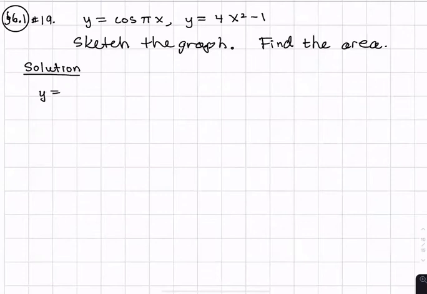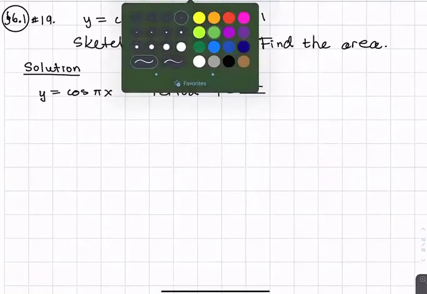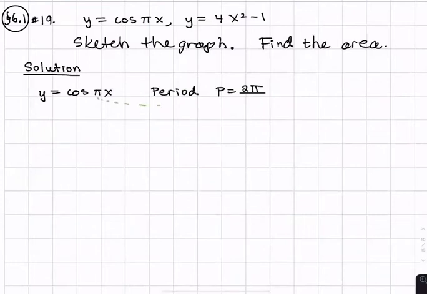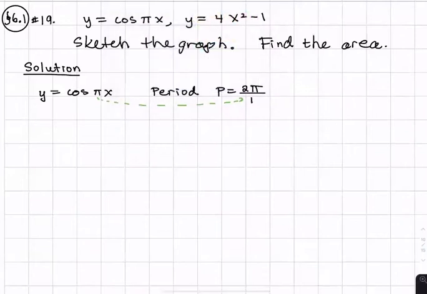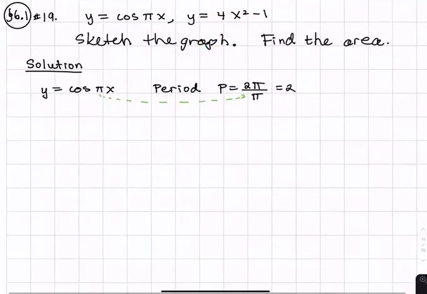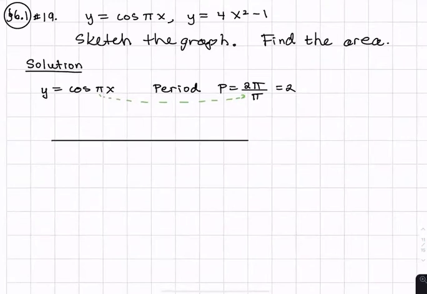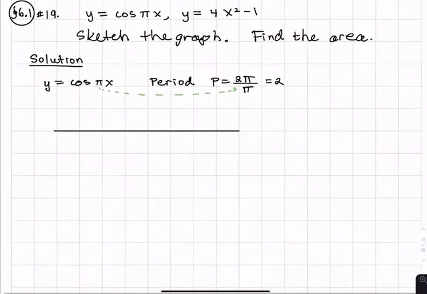So we start with y equals cosine pi x. And in order to sketch the graph well, which we need to do, I'm going to find the period. To find the period, I take 2 pi and divide by the coefficient of x, which is pi. So I get the period is 2. We don't usually see that in our calculus books that much, where you have the period a whole number. But why not?